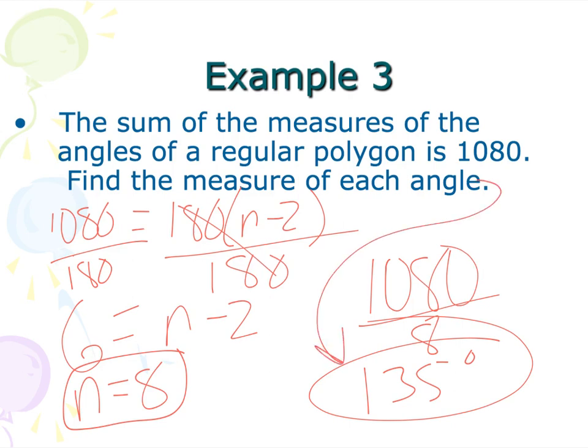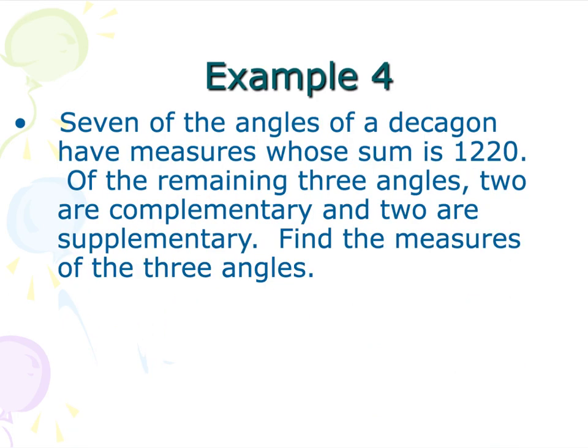Cool. Awesome. So I had to figure out how many sides, which is the same as how many angles, and from there I can get each individual angle. Okay. All right, we got a doozy to finish out the lesson here. Although not a proof, still quite the doozy. 7 of the angles of a decagon, a decagon has 10 sides, have measures whose sum is 1,220. Of the remaining 3 angles, 2 are complementary and 2 are supplementary. Find the measures of the 3 angles.